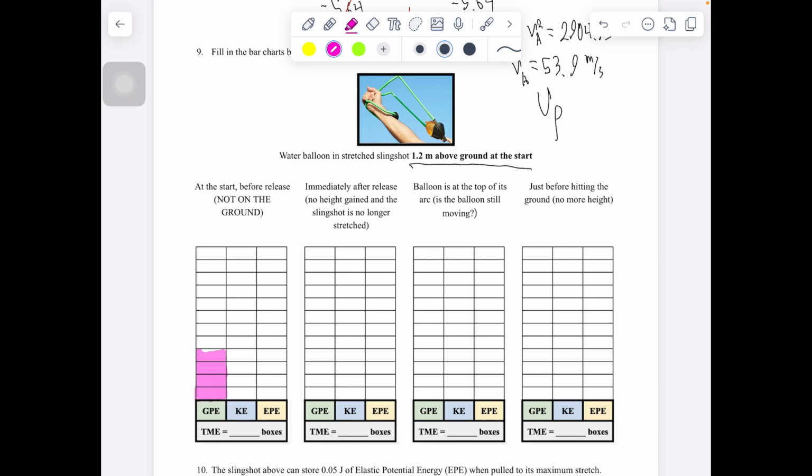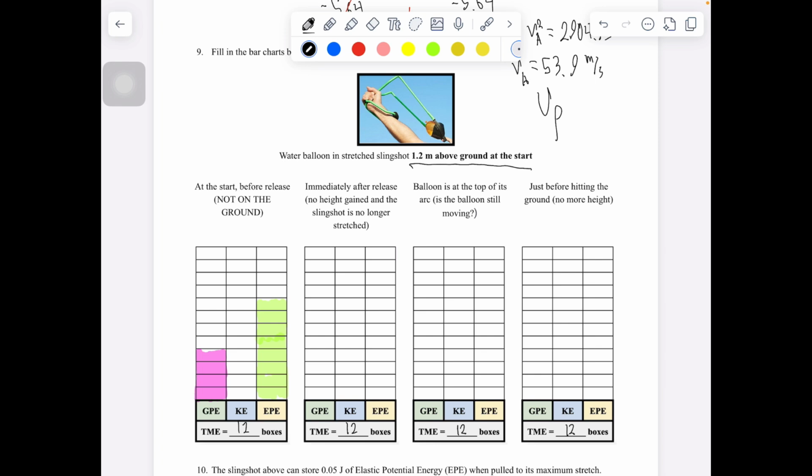Then, kinetic energy. Well, is it moving? No. So there's no kinetic energy. Elastic potential energy is something stretched or compressed. Yes, absolutely. Let's do a lot of elastic potential energy. That slingshot looks like it's pulled back pretty far. So maybe we'll do, if we did 4 GPE, let's do 8 EPE. This brings our total to 12. There is no work being done here. So our total should always be 12. We're going to keep that total of 12 as we're going through.